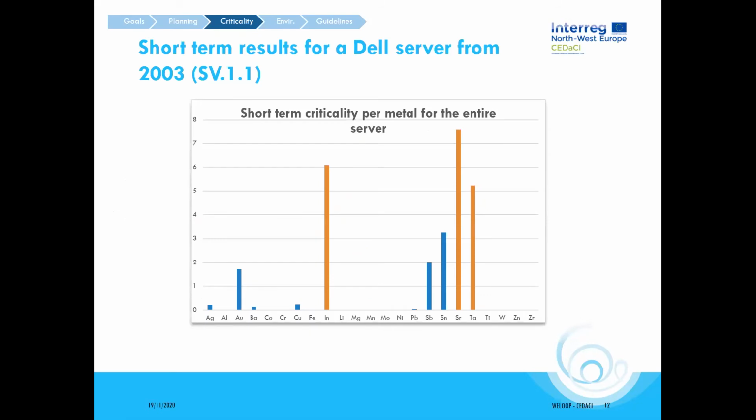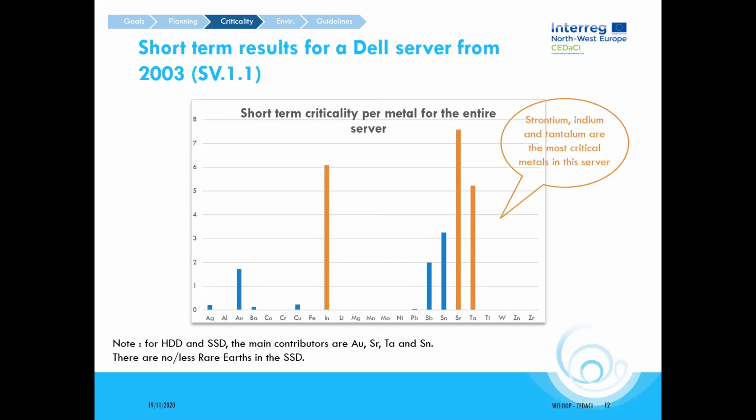Then this is the last graph, and it shows short-term criticality per metal for the entire server. And we have strontium, indium, and tantalum metals. They are the most critical metals, so the main contributors for criticality.